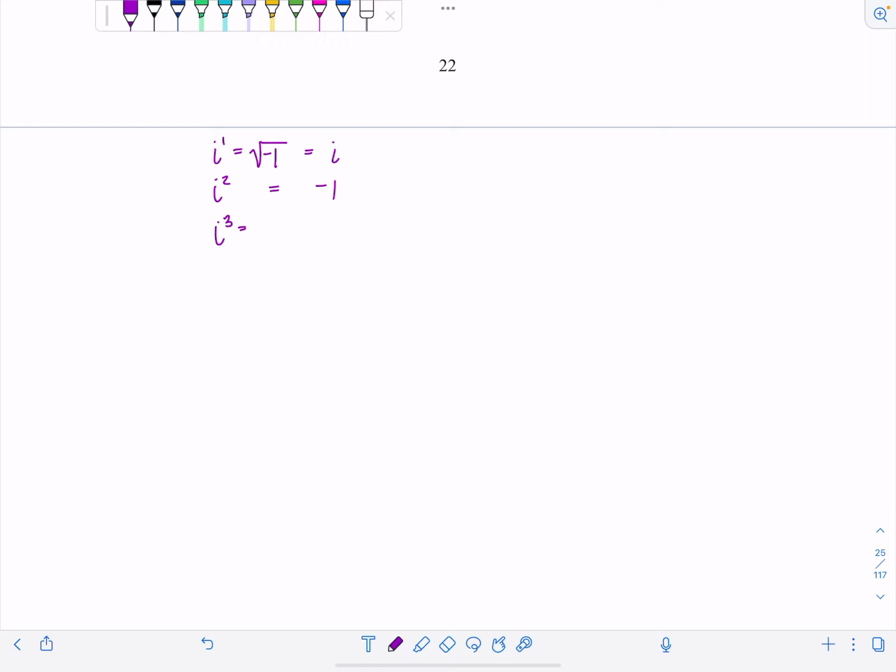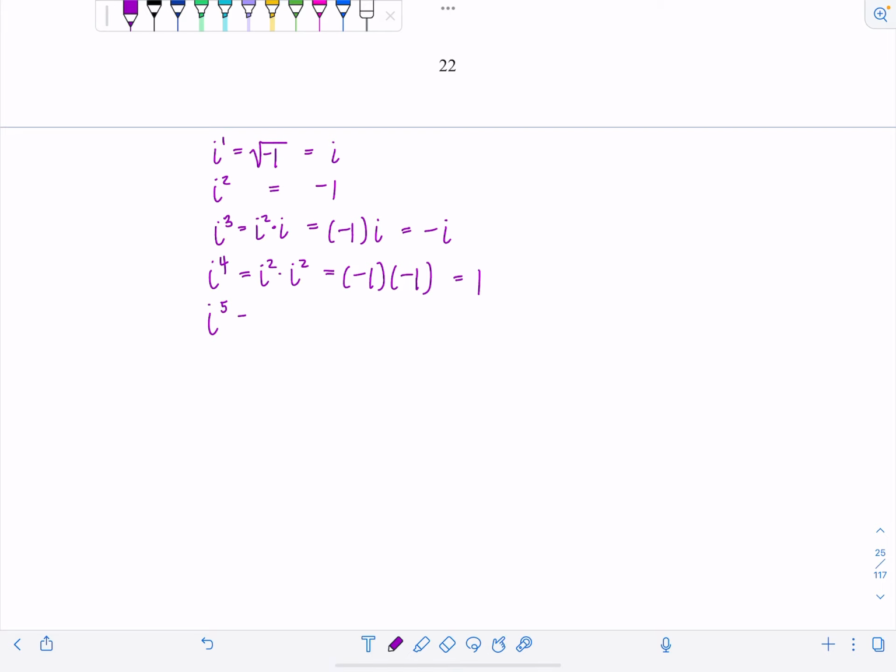i cubed is equal to i squared times i. Yes? That would give me 3 of them. Well, since i squared is negative 1, this is negative 1 times i, which is where negative i comes from. And then i to the fourth, that's i squared times i squared. So that's negative 1 times negative 1, which is positive 1. And then the cycle repeats.